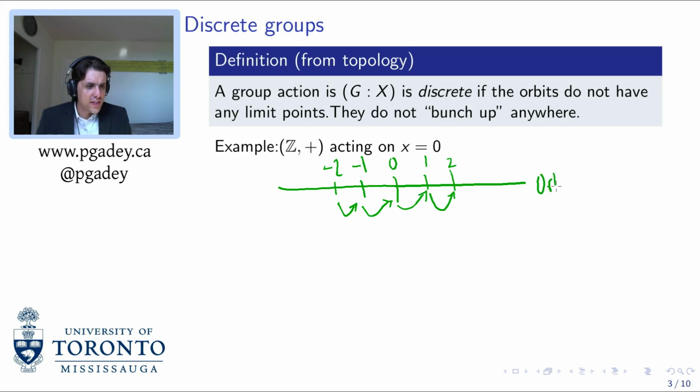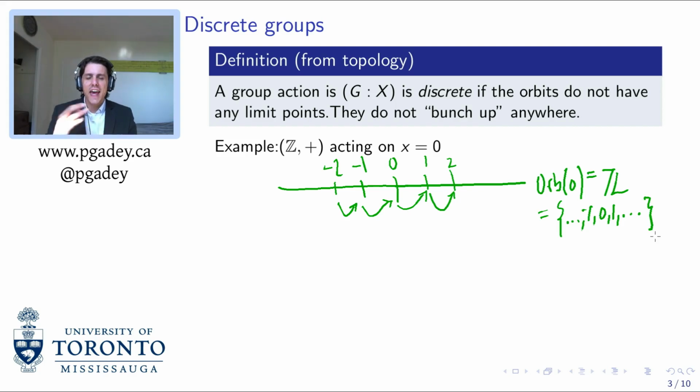And if we calculate the orbit of the point 0 under this group action, we get all of the integers, right? We get the collection of points with integer values. And this set doesn't have any limit points inside itself, right? It's very, very discrete. There's no point that is surrounded by infinitely many other points. So we would say that this is a discrete action.